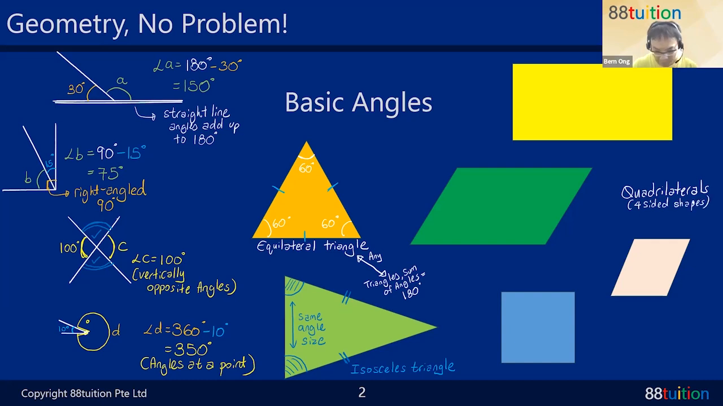And remember one thing, please. The angles add up to what? 360. Very important. So the triangle is 180. The quadrilateral is 360. Quad means four. Very good.